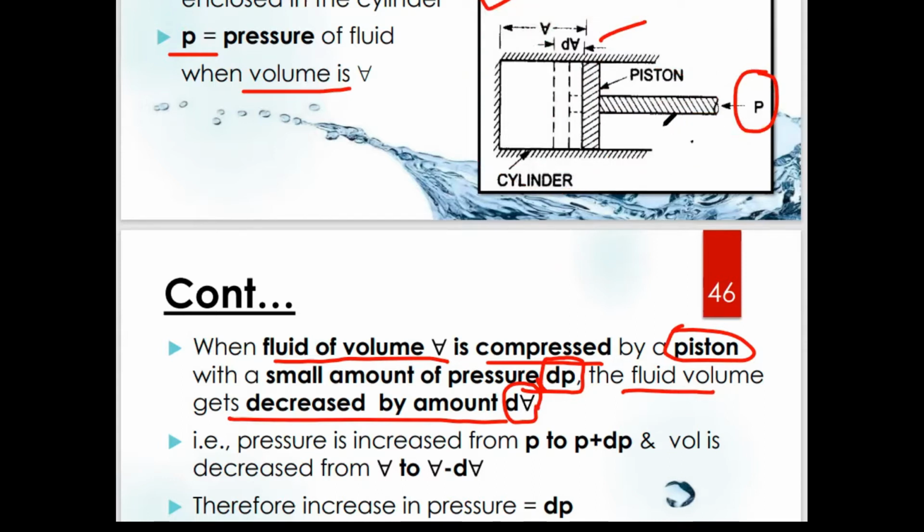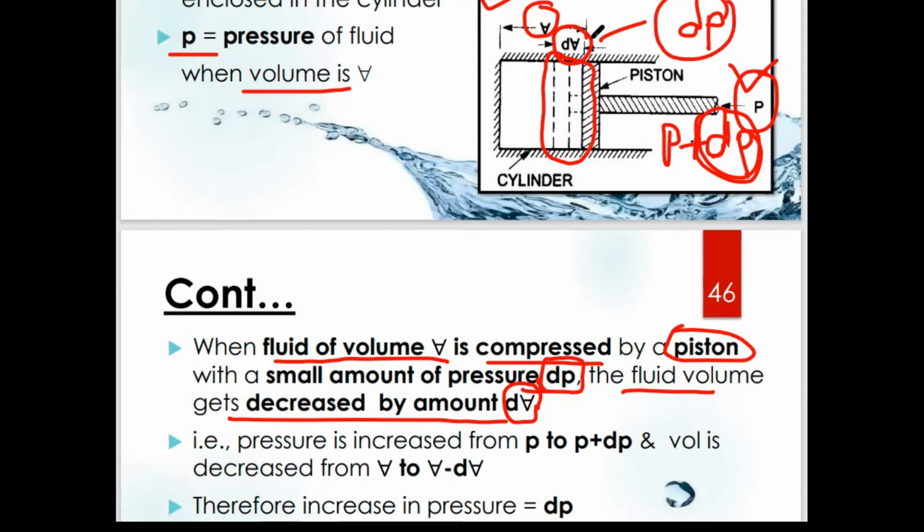Initially the pressure was P, and you are applying some more pressure, a small amount dP. When the pressure is P, the volume was V. When you apply a small pressure dP to the piston, the volume is going to change, meaning compression is happening. The dotted line you are seeing indicates the compression of the fluid. When you apply a small amount of pressure dP, the change in volume occurring is dV.